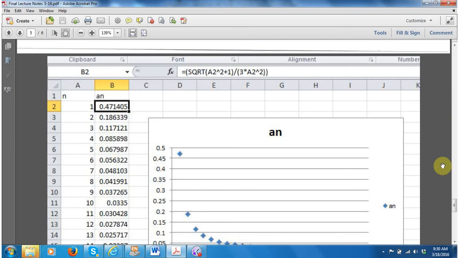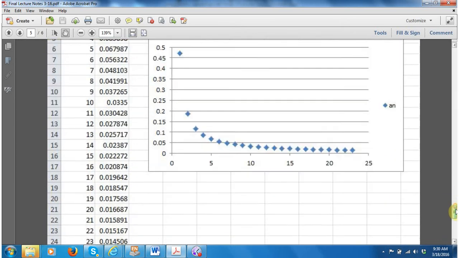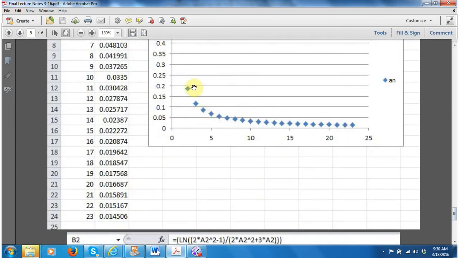And what we see looking at the table of data is that it looks like this thing is converging and flattening out at 0. So my conjecture is that the limit of the sequence is 0. Let's test this out analytically.